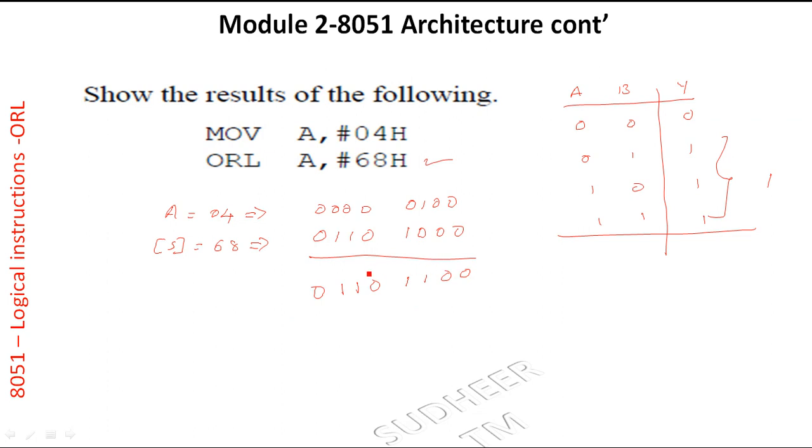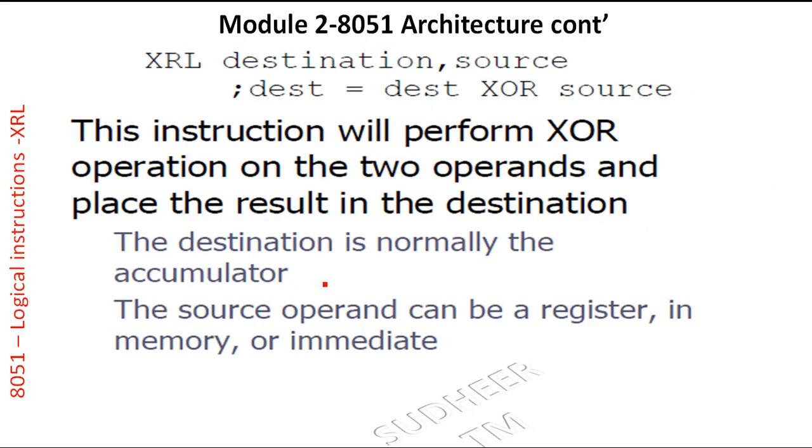Okay, so what will happen? Accumulator and source data content bit by bit OR operations will be performed, and the destination will be modified according to the result of OR operation. That is the application of the ORL instruction within our microcontroller 8051. Now the third type of logical operation supported within our microcontroller is XRL. XRL is nothing but exclusive OR operation.